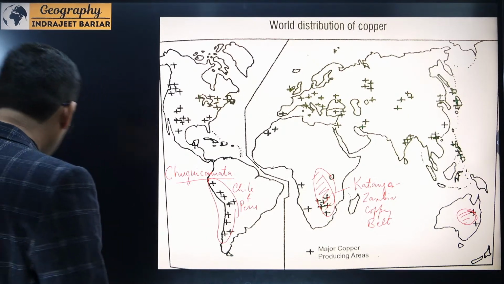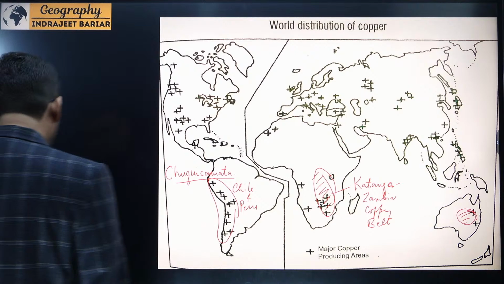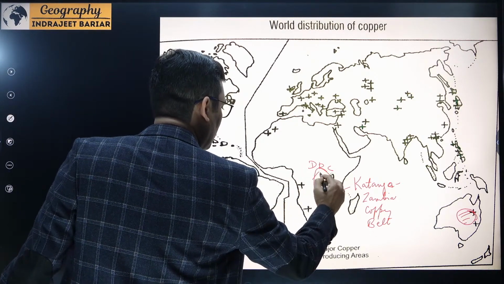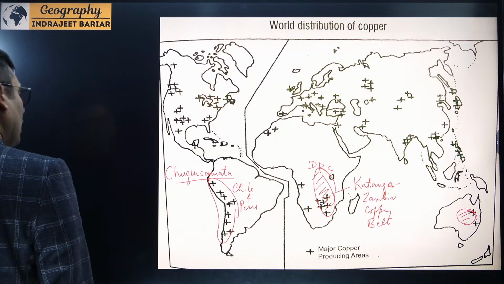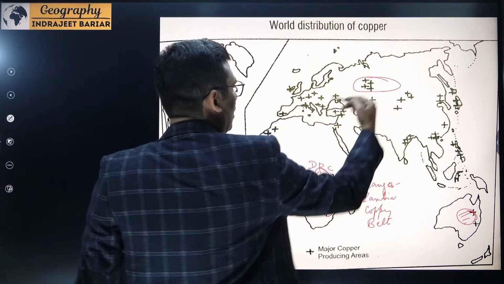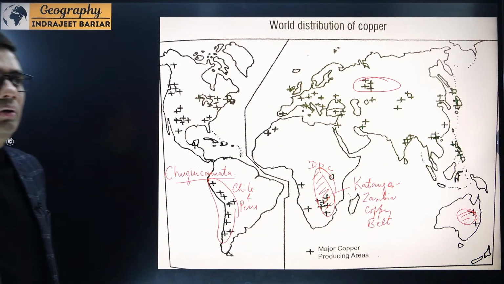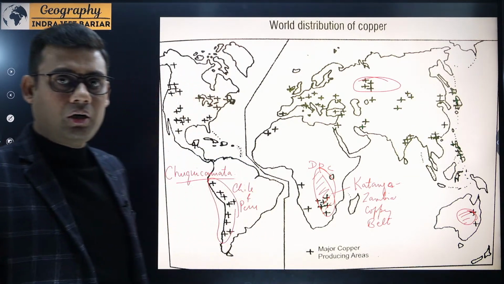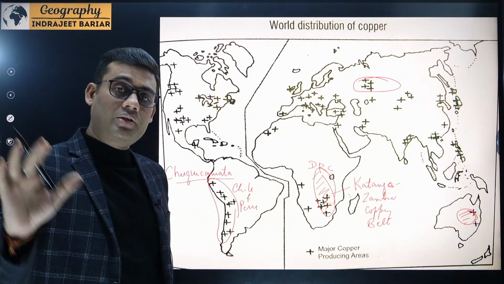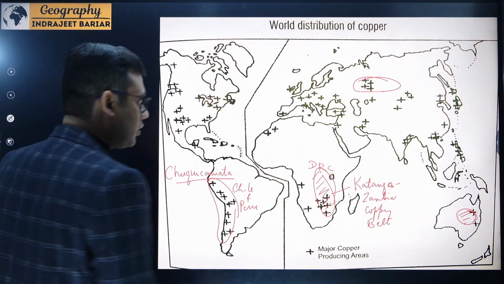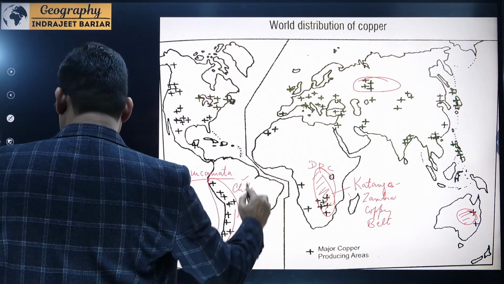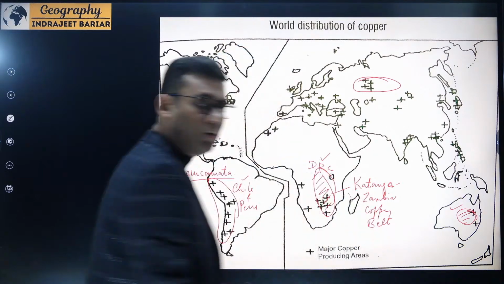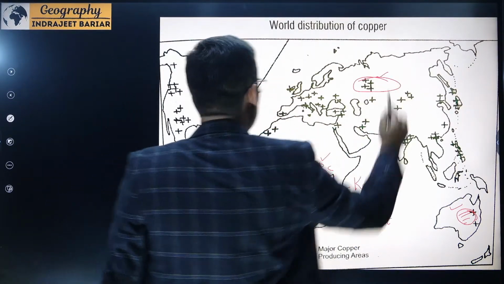Apart from that, the Democratic Republic of Congo becomes a very important country with respect to copper reserves. And then I have Russia. So these are the top 5 regions with respect to copper reserves: Chile, Peru, Australia, DRC (Democratic Republic of Congo), and Russia.